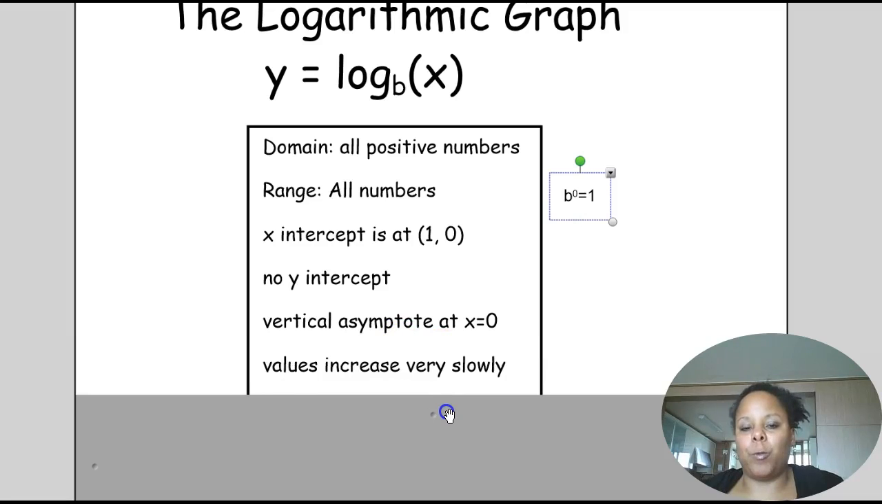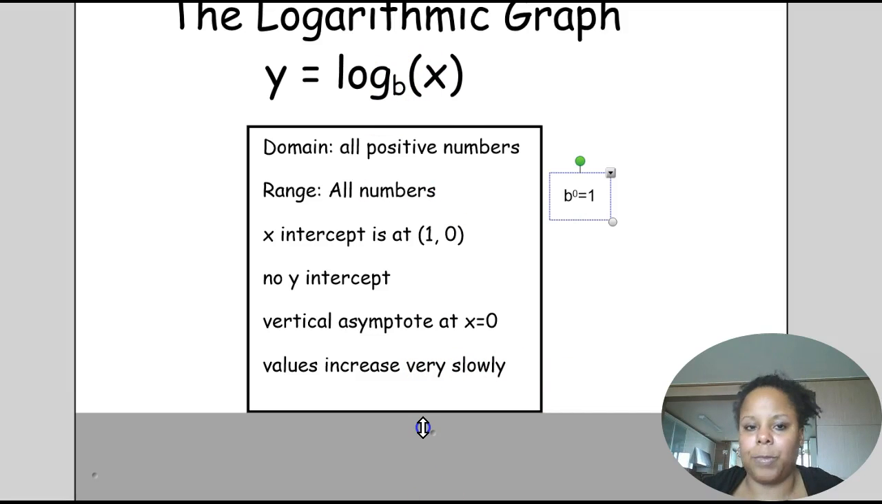And in general, no matter what b is, the values of the logarithmic function increase very slowly. We had x all the way out to 100, and the highest the y value reached was around 2 or 3. Okay, it was no higher than 3. So it increases, but it increases very, very slowly, no matter what b is.